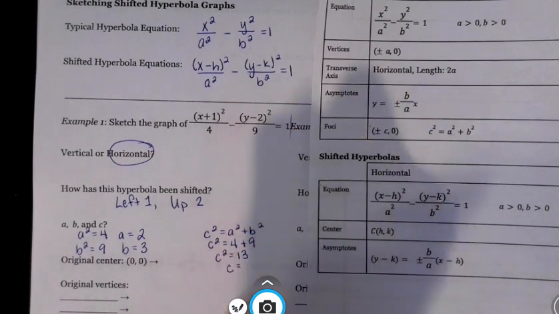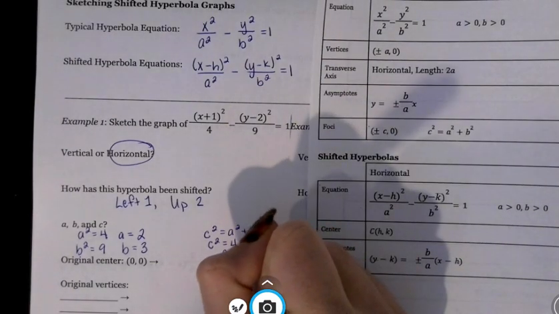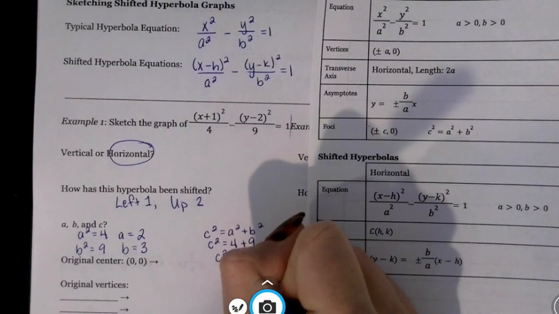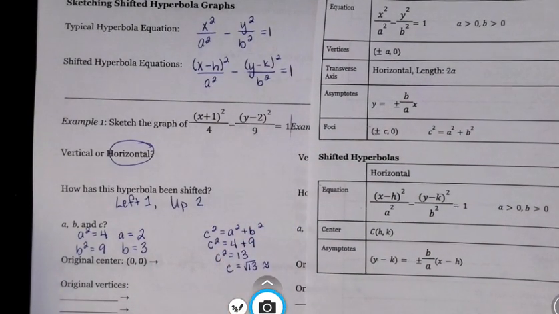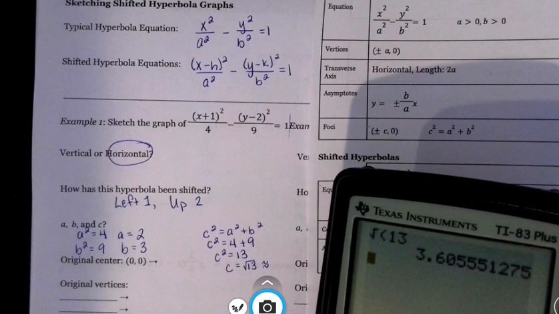So my normal c would be when I take the square root of both sides. So I would end up with the square root of 13, but I'm also going to figure out what that is as a decimal. So in my calculator, I'm going to do the square root of 13, and I get about 3.6.